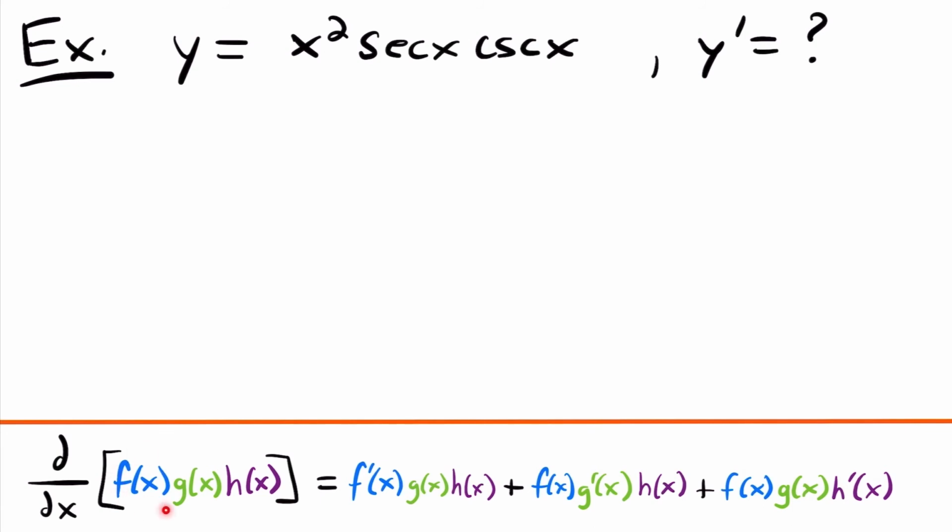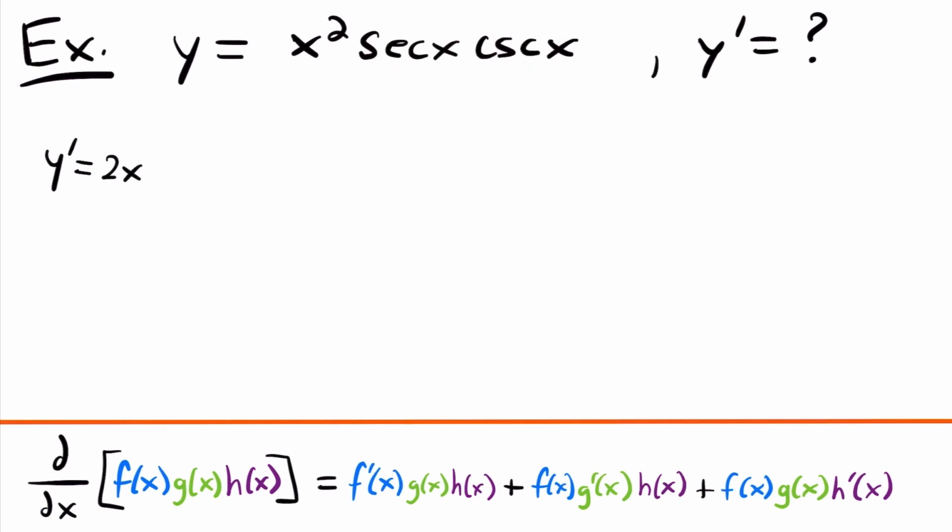We have 3 functions, f of x, g of x, and h of x, and then we have our new formula here. And so this one is pretty similar to the other one, except we have a third term where now we're dealing with the derivative of that third function. And so let's go through the derivative of these 3 functions multiplied together. And our f of x would be x squared, our g of x would be secant x, and our h of x would be cosecant x. So in this case, y prime is going to be equal to the derivative of our first function, which would be 2x. The derivative of x squared is 2x times g of x and h of x.